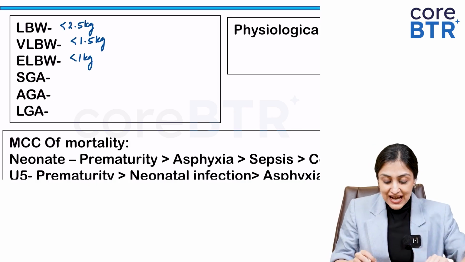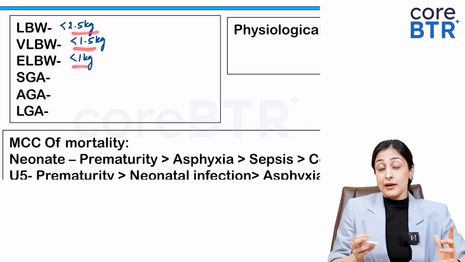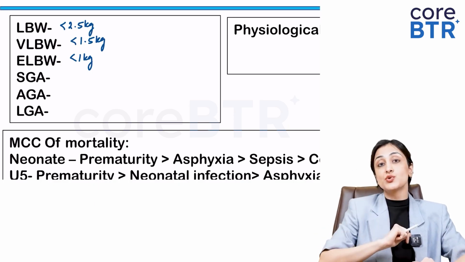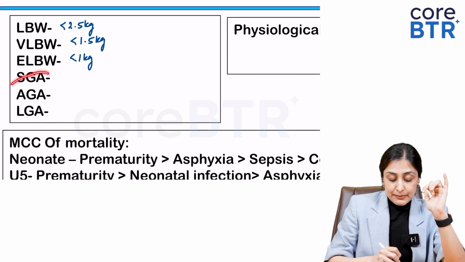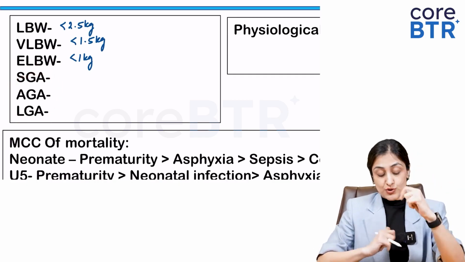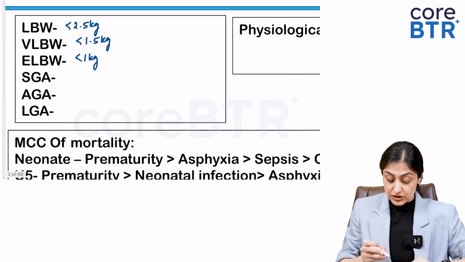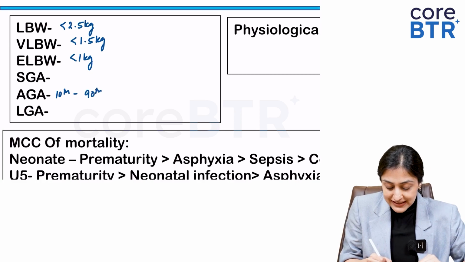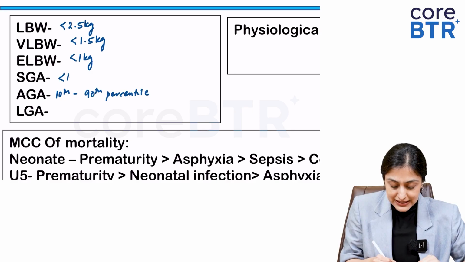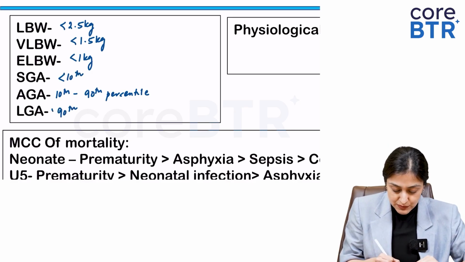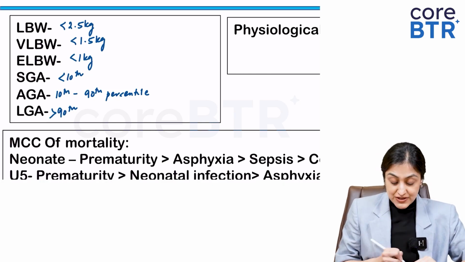Now, these are absolute weights, but I cannot say with respect to that particular gestation whether that is good or not, right? So that's why these are percentiles, to see whether for that gestational age the weight is adequate or not. So appropriate for gestational age is any baby whose weight falls in the 10th to 90th percentile. Small for gestational age means less than the 10th percentile, and large for gestational age is more than the 90th percentile weight.